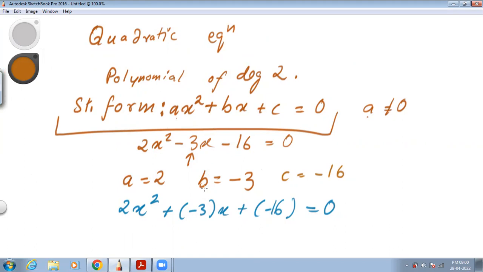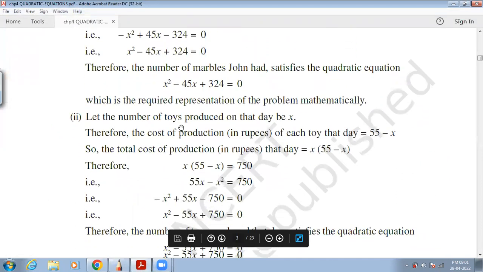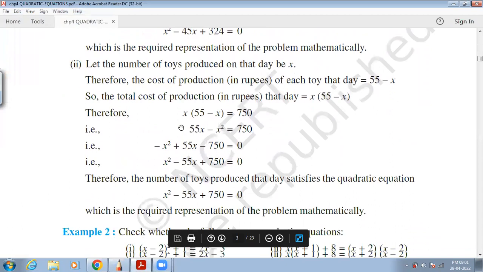As this equation is 2x squared minus 3x minus 16, don't consider that b is equal to 3. No, this will be completely wrong. b is actually equal to minus 3 here. All right, so this much you need to know. Okay, let's keep moving. Now in the same process, they have solved the second problem.